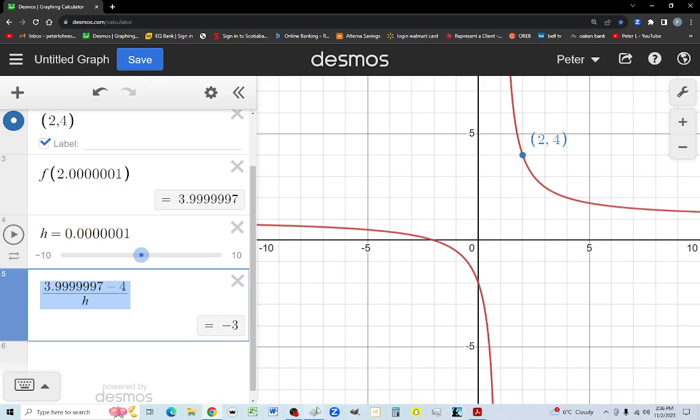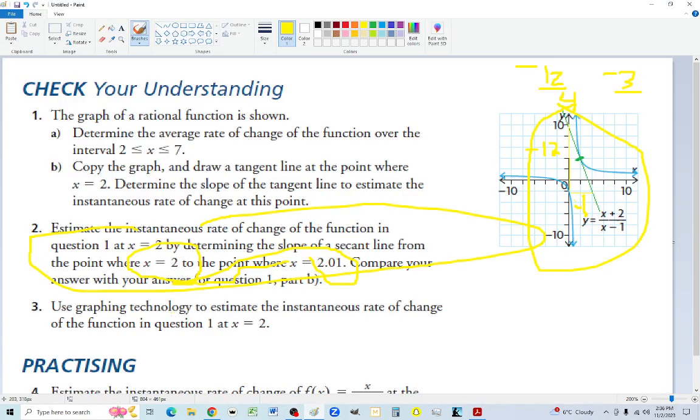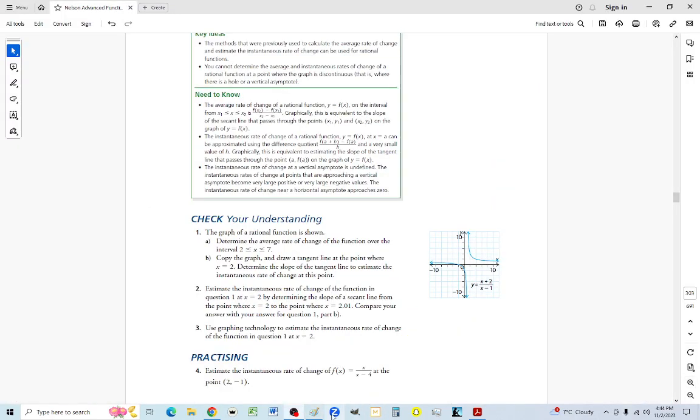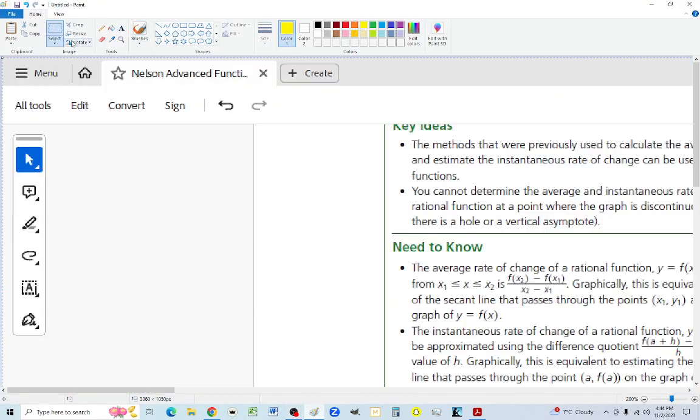All right, next question. Using graphing technology to estimate the instantaneous rate. I didn't bother with this because graphing-wise I'd have to draw a ridiculously tight line, and it's the same thing as I did up here, so we can see that I just answered 3. So there you go. Okay, let's go on to number 4.